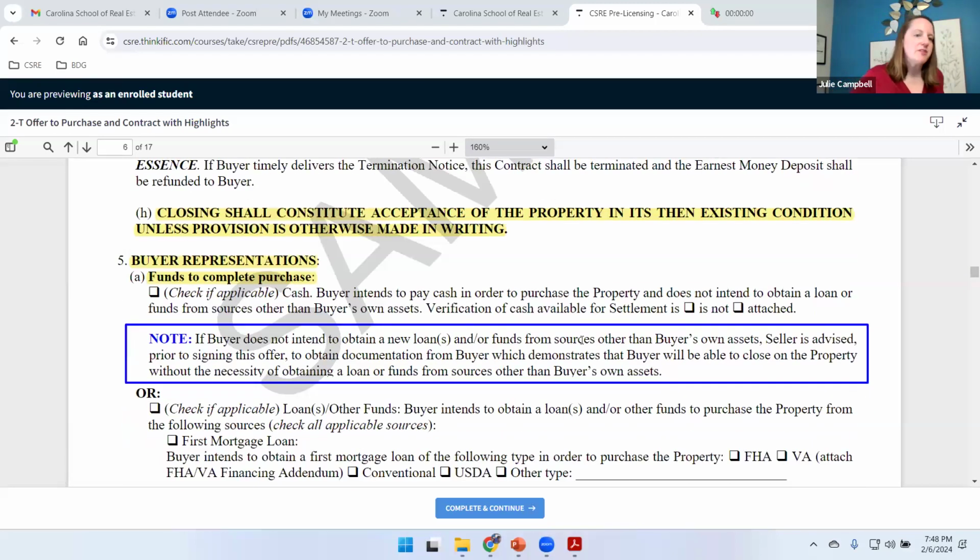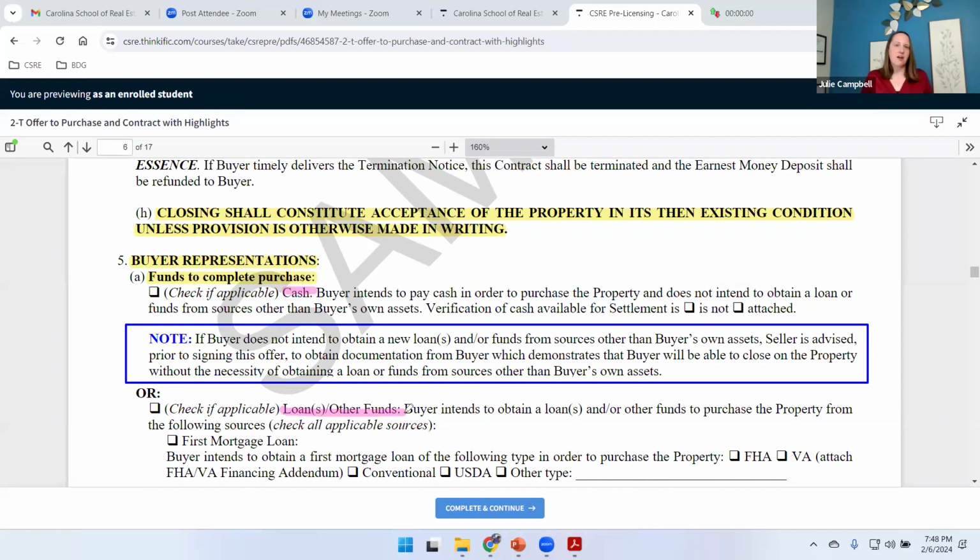The buyer is going to make some representations to the seller. The information that the buyer represents to the seller should be something the seller can rely on when deciding if they want to enter into a contract with this buyer. So this needs to be completed accurately. One of the biggest questions the seller has is, what kind of funds are they going to get to complete this purchase? Is it a cash buyer? Are they going to pay for it in cash? Or are they getting a loan or a bank fund?